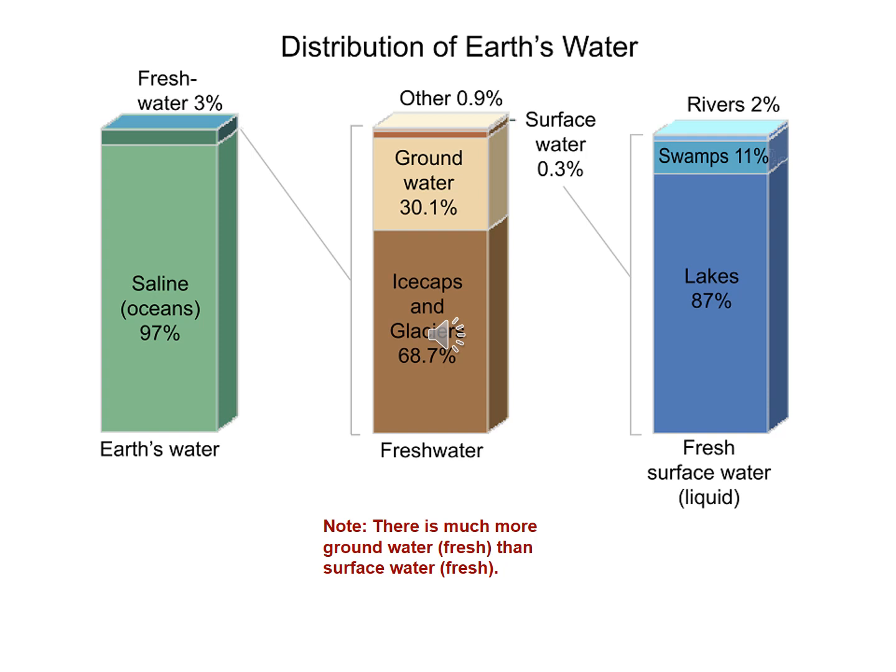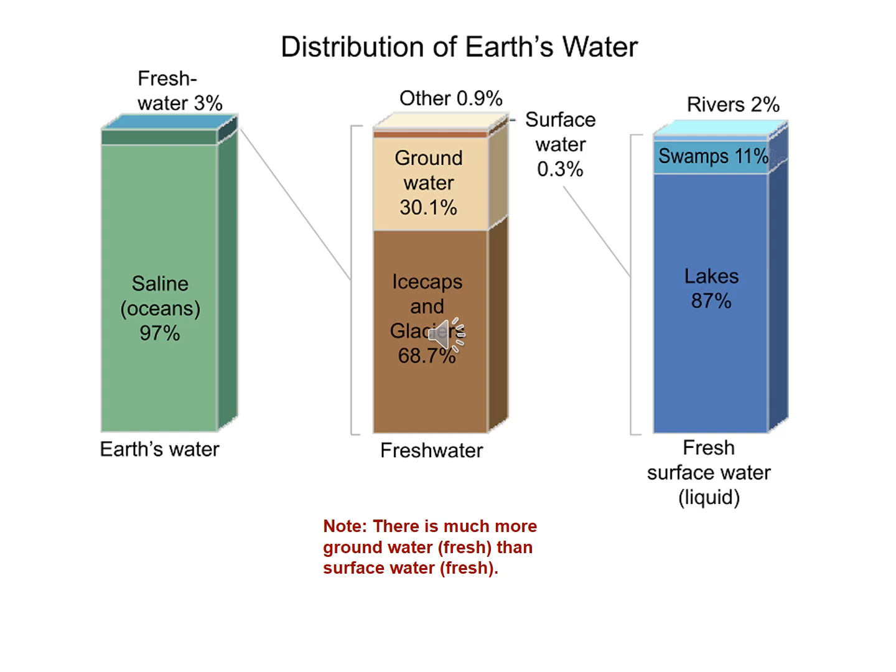Let's look at the proportions of water resources throughout the earth. So, of all water on Earth, 3% is fresh water, 97% is saline in the ocean. If you take just the fresh water and split that apart, you'll see that about 70% is frozen in ice caps and glaciers, 30% is stored as groundwater, and the rest is surface water and other. If you take just the surface water, the fresh water that's on the surface in liquid form, 87% of that is lakes, 11% swamps, and 2% rivers.